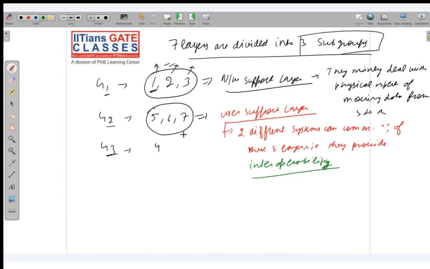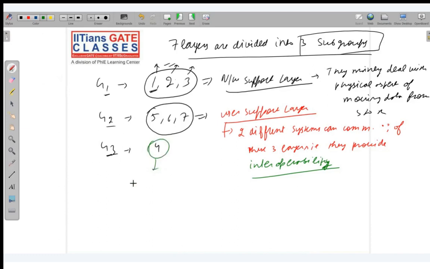I hope you are getting it now. How data will be transferred is taken care of by layers 1, 2, 3. And once the receiver has received the data, it should be in common format and so on. That will be provided by layers 5, 6, 7. We have separated out layer number 4 because it is used for end-to-end delivery of the entire message.